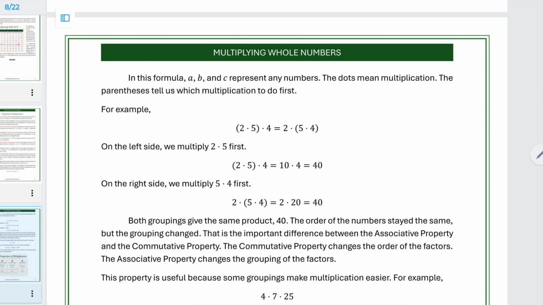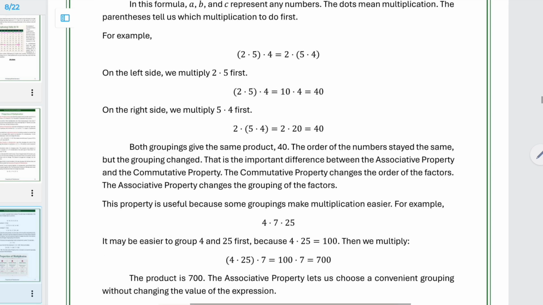The order of the numbers stayed the same, but the grouping changed. That is the important difference between the associative property and the commutative property. The commutative property changes the order of the factors. The associative property changes the grouping of the factors.